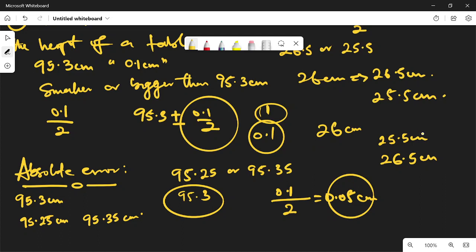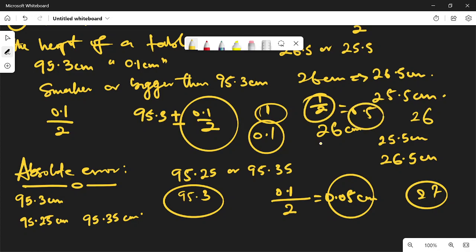Because if you approximate this one to the nearest whole number, it will be 26, and this one to the nearest whole number will be 27. So if you look at the difference between 26 and 27, it is 1. Since the difference between them is 1, the error there is going to be 1/2, which is 0.5. Are you guys following? Yes, sir. Okay, so if you are following, you understand how to get absolute error now.